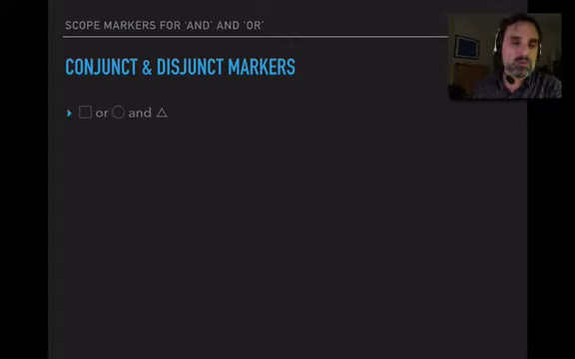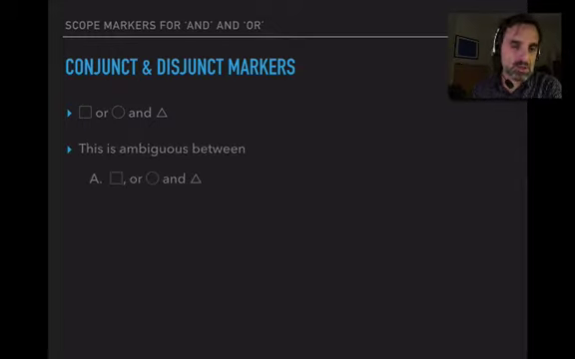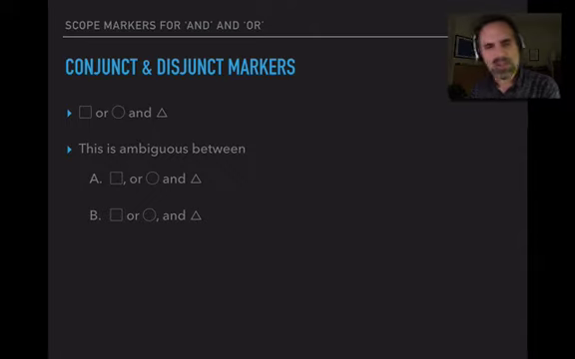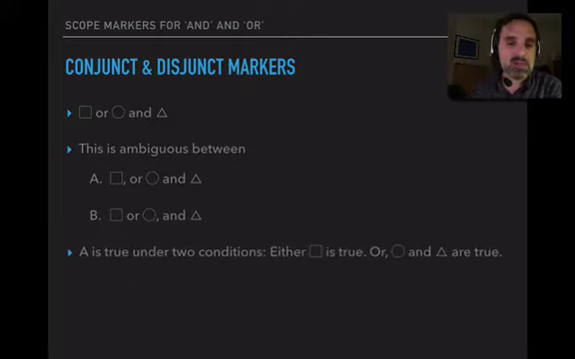So let's suppose we have this sentence, box or circle and triangle. This sentence in English is ambiguous. It could mean box or, circle and triangle. Instead, it could mean, box or circle, and triangle. So they don't say the same thing.